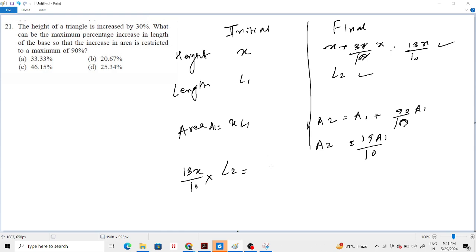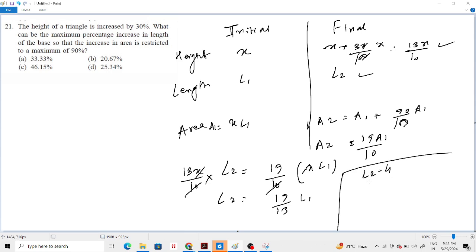So x, this is my height for the final area and this is the length, and 19 by 10, and what is x L1, so x gets cancelled out, 10 10 gets cancelled out. So L2 is 19 by 13 into L1. Now you just find out L2 minus L1 by L1 into 100%. Okay, so there is going to be 6 L1. So it's starting with 4, right? 13 fours are okay. So it must be option number C.